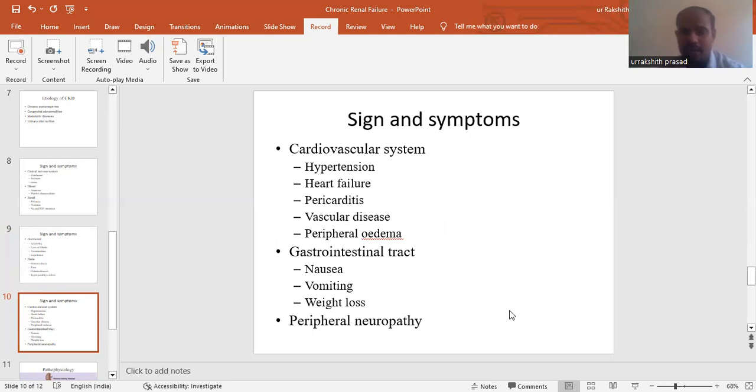And if it comes to the GI tract, the patient will feel like vomiting, and vomiting is the main thing. This is all because of the nitrogenous waste that the kidney is supposed to excrete. It won't excrete, it keeps on accumulating, especially in the GI tract. The patient may develop nausea as well as vomiting. The patient may also have peripheral neuropathies that involve tingling sensations, especially in the hands as well as the feet.